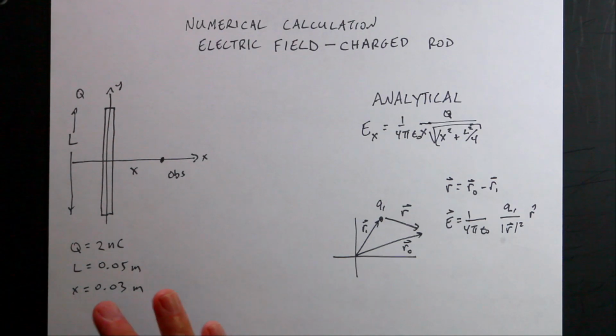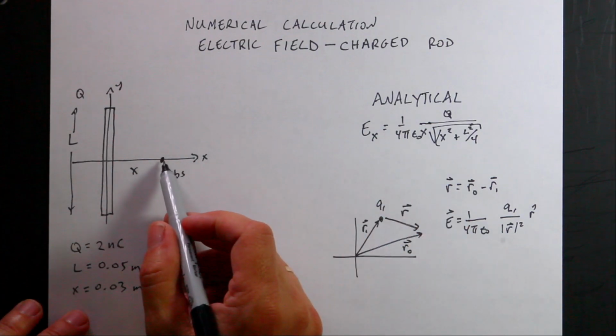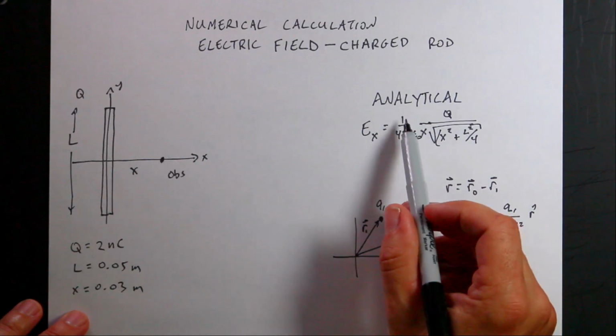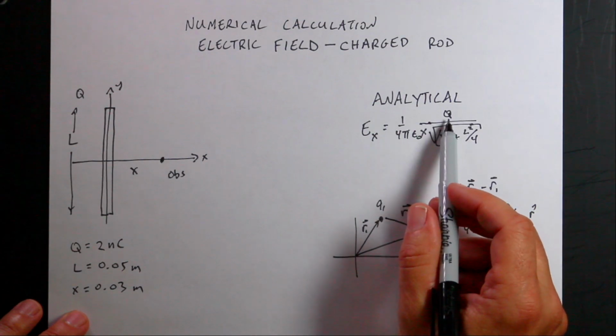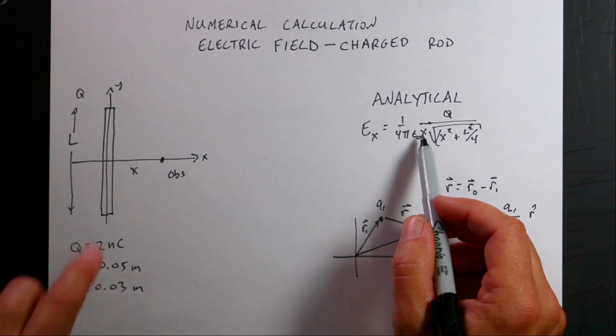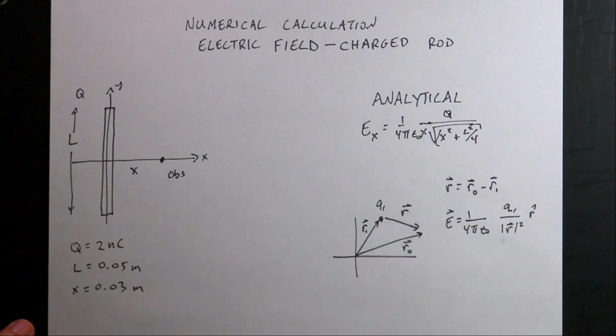And so I did that calculation already, and the video link to that will be down below. And the result was I found that the electric field is only in the x direction, and it has a value of 1 over 4 pi epsilon naught, that's the Coulomb constant, times the total charge Q divided by x, this distance, times the square root of x squared plus L squared over 4.